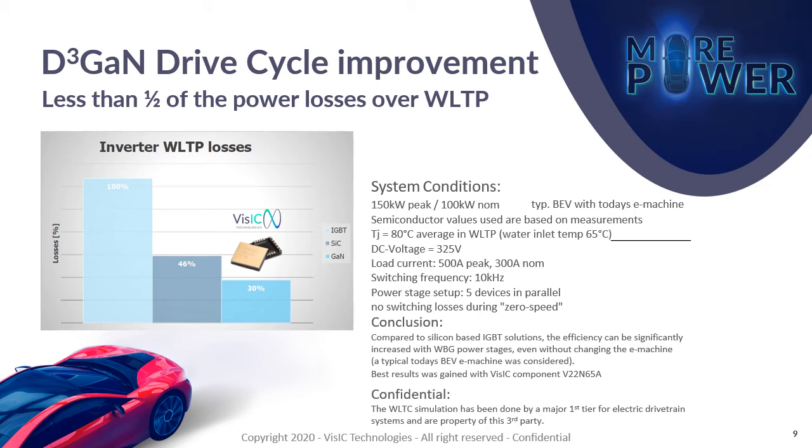The evaluation on this slide was performed by a top tier 1 company and looked at WLTP drive cycle losses comparison of silicon IGBT, silicon carbide, and VisIC GaN technology. This evaluation considered 150 kW of inverter peak power running at 500 ampere RMS, 65-degree cooling temperature, and switching at 10 kHz. The results show that wide bandgap technology has a clear advantage, with less than half of the silicon losses with VisIC GaN, showing even higher power savings. These savings can then be converted into lower battery cost, lower cooling system volume, and overall lower weight.